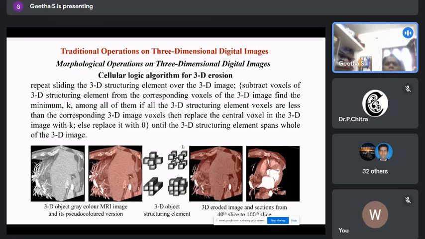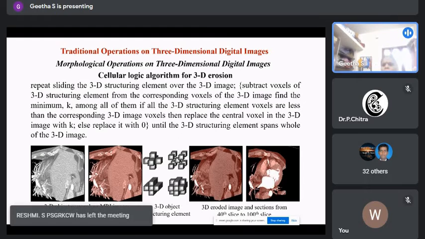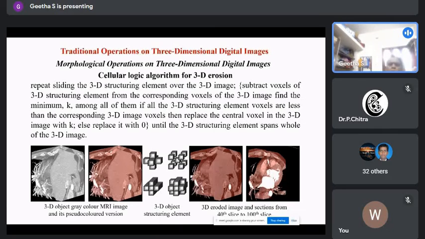Erosion method: repeat sliding the 3D structuring element over the 3D image. The first one, dilation, means add voxels. Erosion, as we already know, means subtract voxels of the 3D structuring element from the corresponding voxels of the 3D image. Find the minimum K among all of them. If all the 3D structuring element voxels are less than the corresponding 3D image voxels, then replace the central voxel in the 3D image with K. It is a major important algorithm step in erosion.